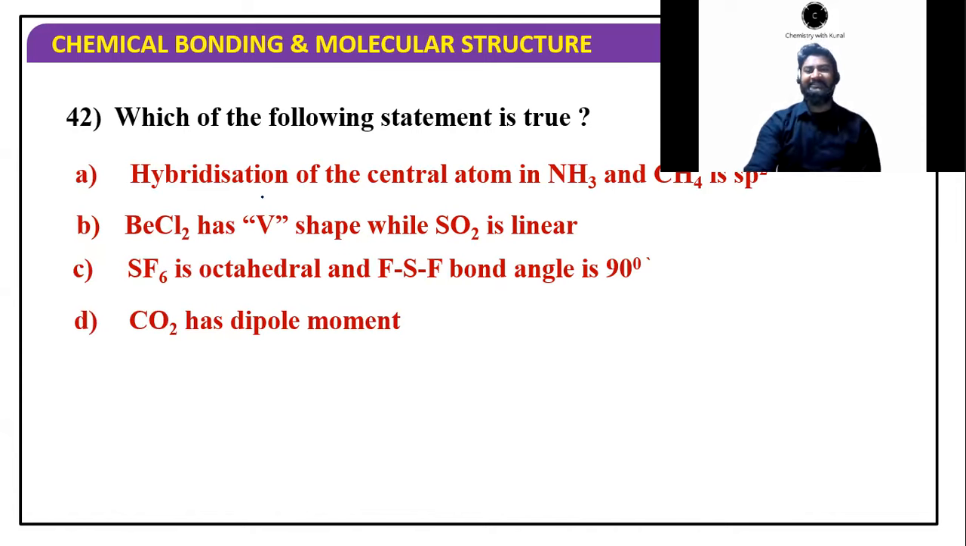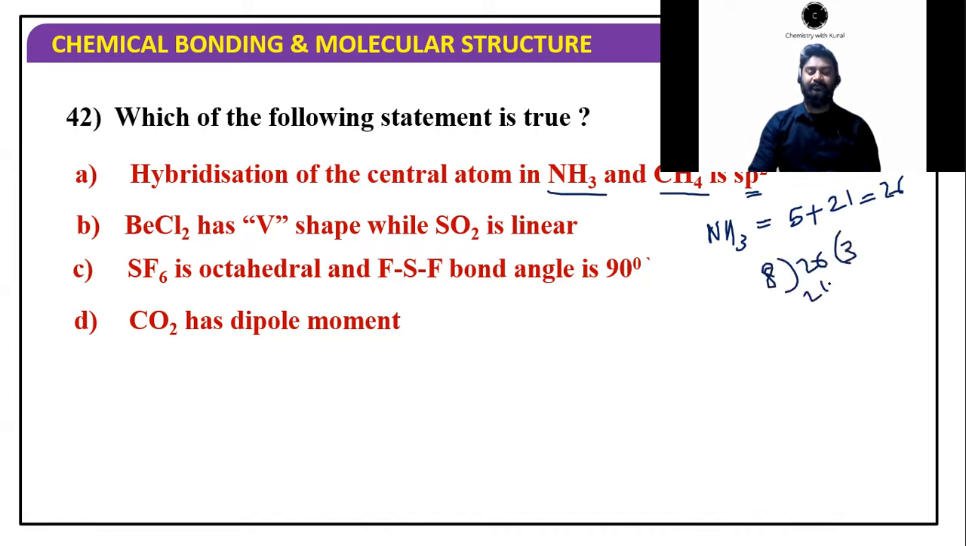Anyways, we can prove that point. Which of the following has, they're asking, ammonia and CH4 has sp2 hybridization? Not really. You can check. Ammonia has valence electrons of 5 plus 7 into 3, 21, 26. 26 meaning 8, 3, 24, 2, 2, 1. 3 bond pairs, 1 lone pair. So 3 plus 1 is 4. Hybridization is sp3, not sp2.